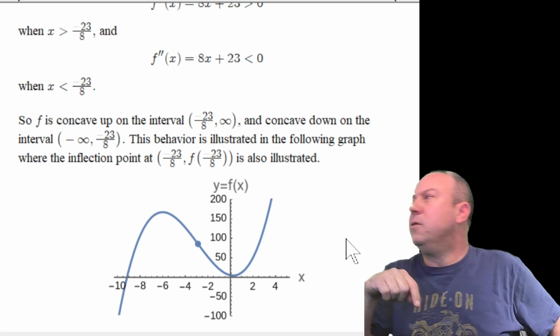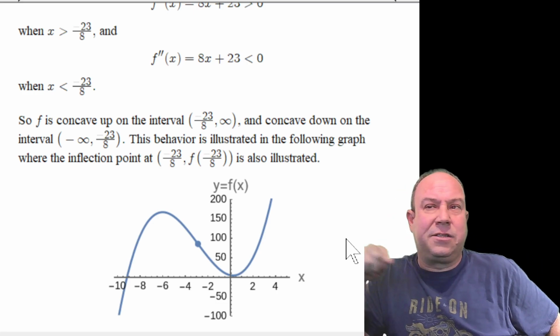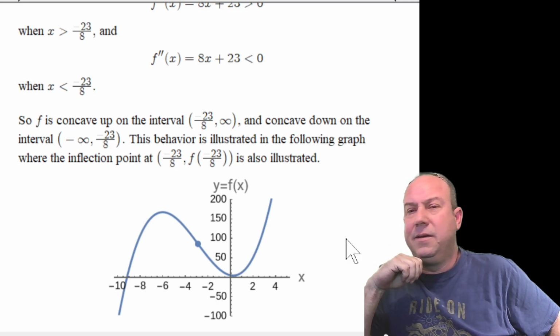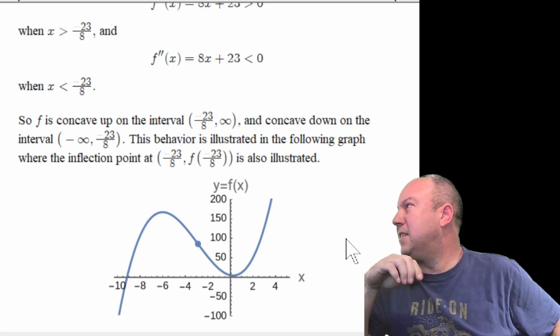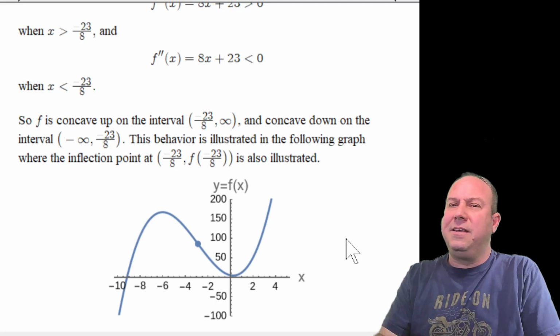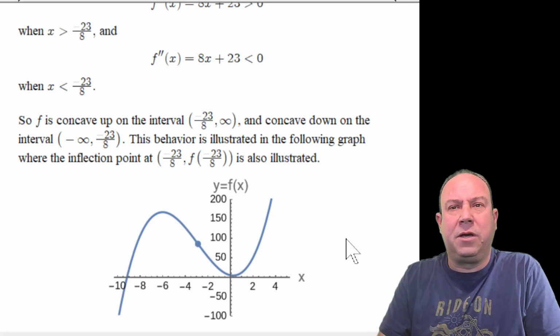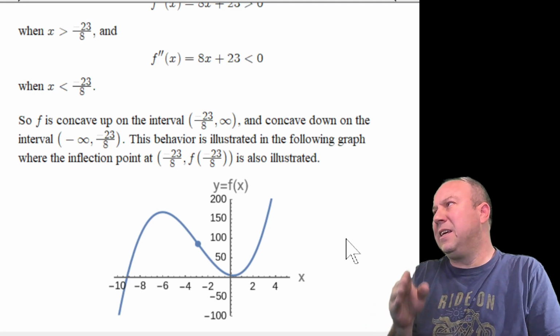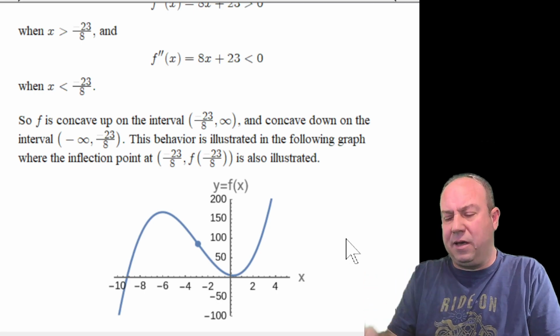All right? So I did want to give you that illustration to go along with that. Nothing's worse than not seeing the picture at hand. And here's our picture of this polynomial and its concavity intervals, with its inflection point.